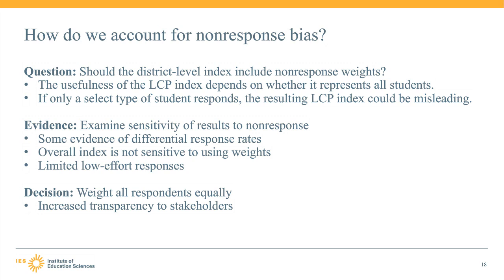A related issue was that some students might not take the survey seriously and exhibit what we called a low effort response pattern. We did a series of analyses, which I don't have time to go into, to look into that. And we found pretty limited evidence that low effort responses would make a difference in the index. So those were the four steps that we used to generate this index. And I'll turn it back to Kathleen now to talk about some of the results.